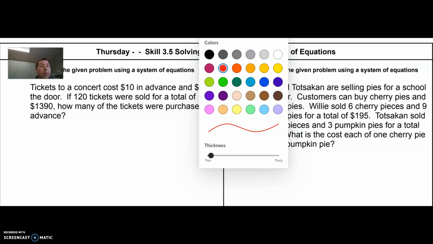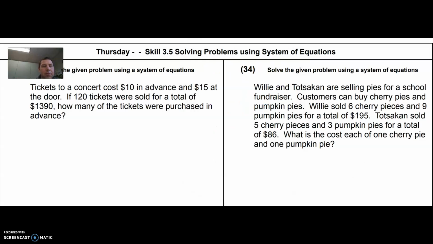Okay, let's go over this last page about the application questions. So let's start at 33. Reading through it says tickets to a concert cost $10 in advance, $15 at the door. If 120 tickets were sold for a total of $1,390, how many of the tickets were purchased in advance?